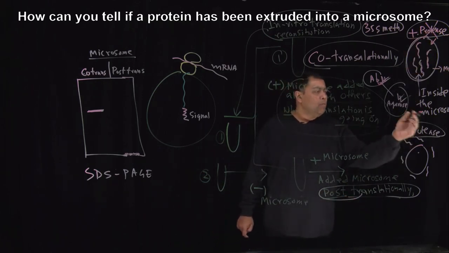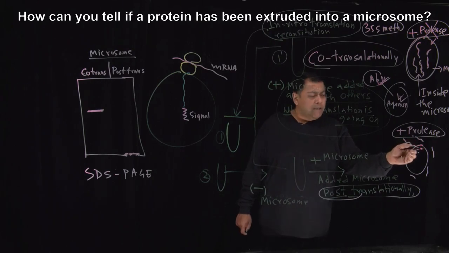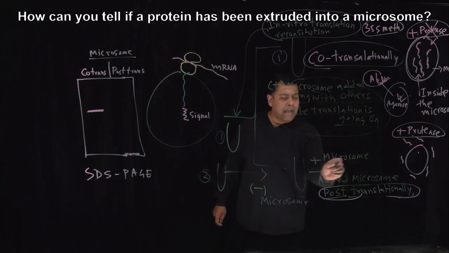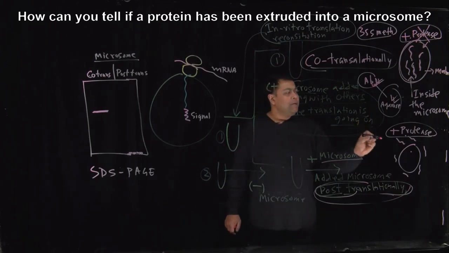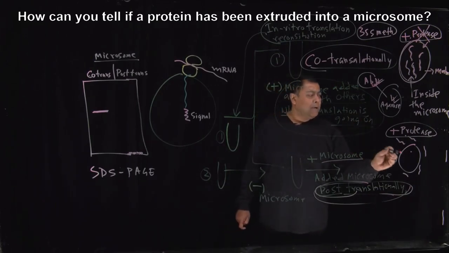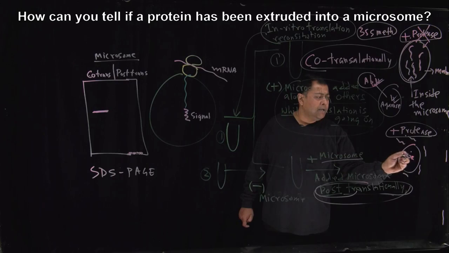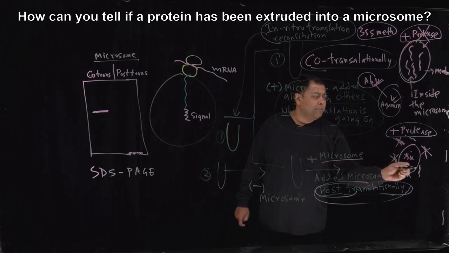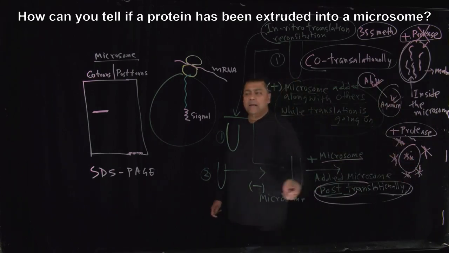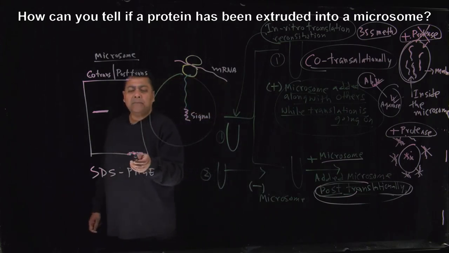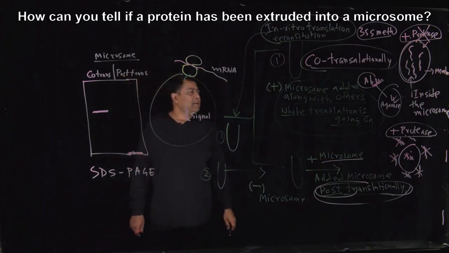On the other hand, this is the mixture where you have added the microsome post-translationally. So the protein did not end up going inside. They remained outside the microsome, and they were all digested by the protease. So when you immunoprecipitated them, you did not get anything. You get just some random fragments and radioactivity at the bottom of the gel. You did not get the protein.